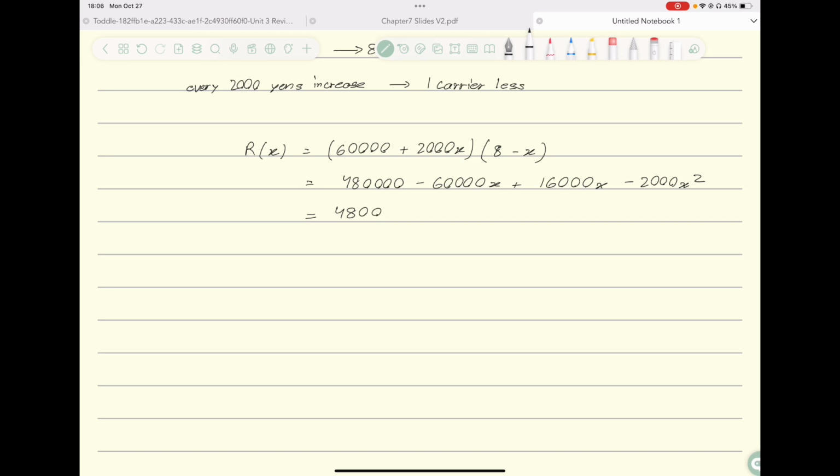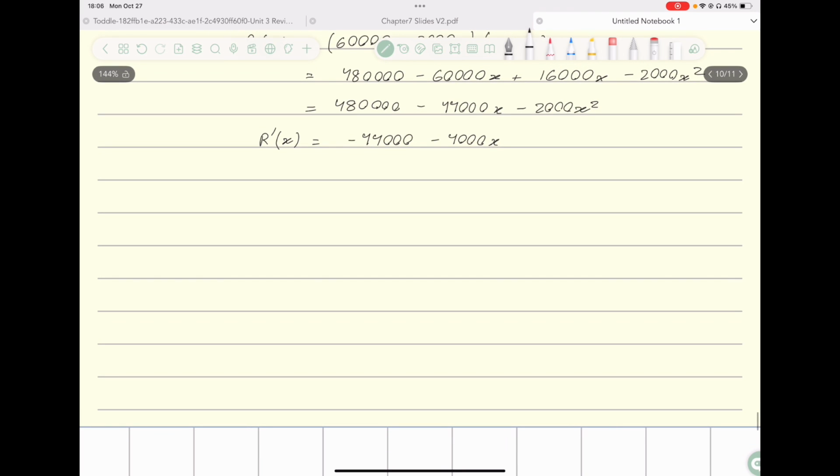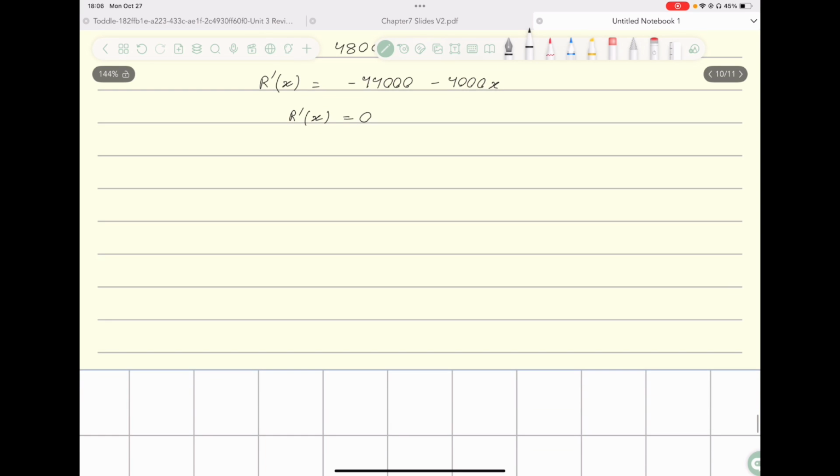So 480,000 minus 60,000 plus 16,000, or 44,000 x, minus 2,000 x squared. To find the maximum revenue, we'll differentiate this equation. So we'll get negative 44,000 minus 4,000 x. And we'll set the first derivative equal to 0.